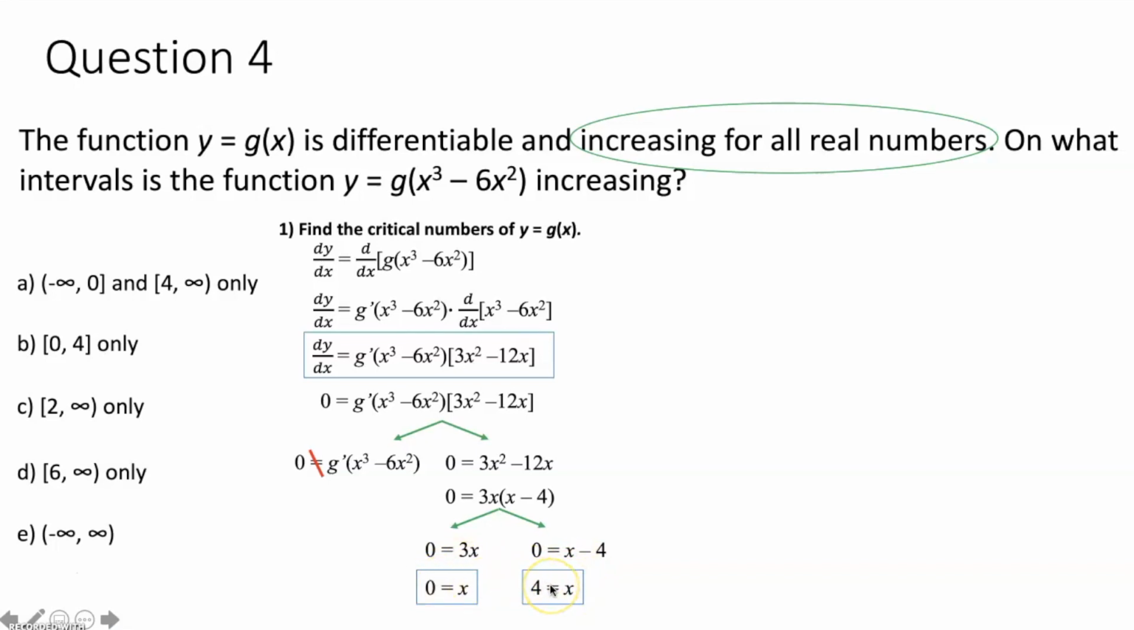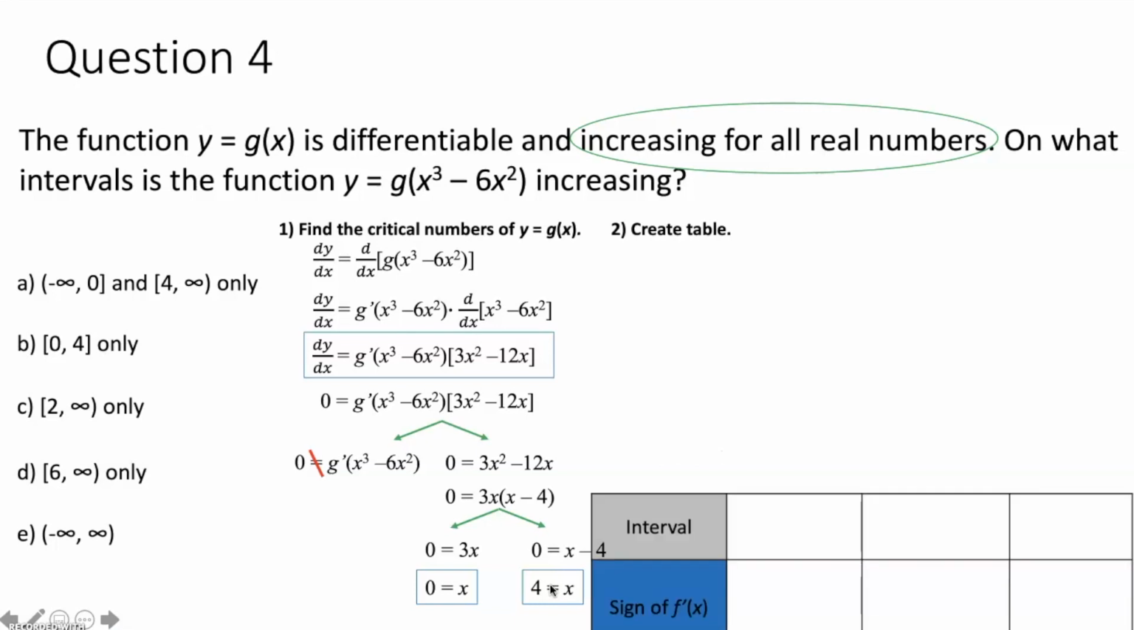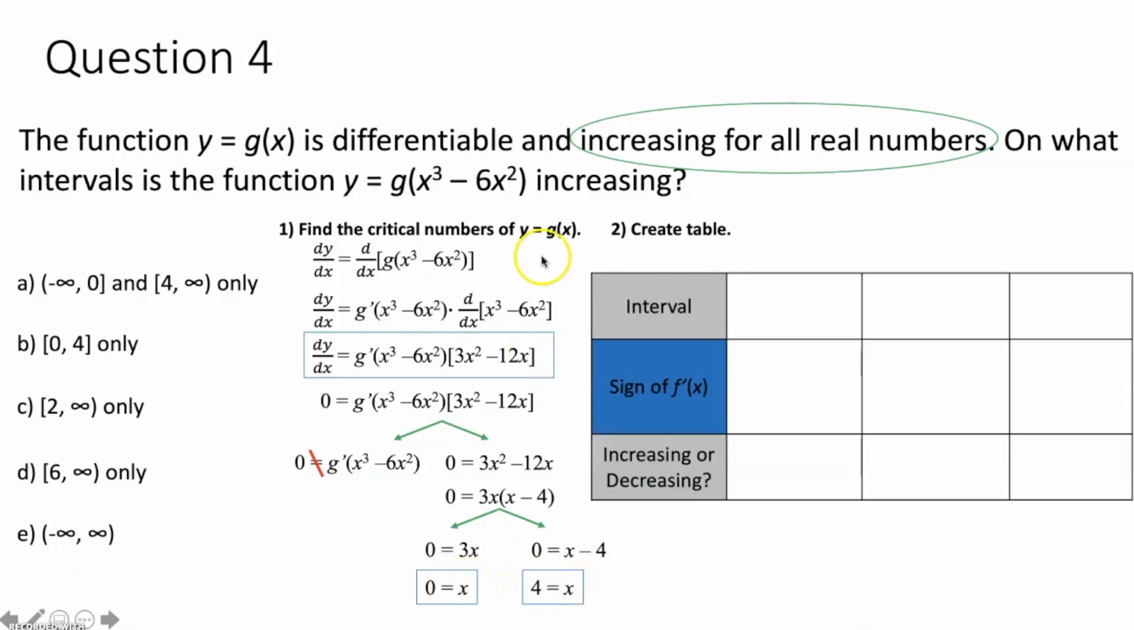So I'm now going to create a sign chart for the first derivative. And when I do that, I look and see, are there any domain restrictions for my interval? No. So I'm going to go from negative infinity to positive infinity and break it up based on these critical numbers. So my first interval is going to go from negative infinity to 0. My next interval is going to go from 0 to 4. And then lastly, I'm going to go from 4 to infinity.